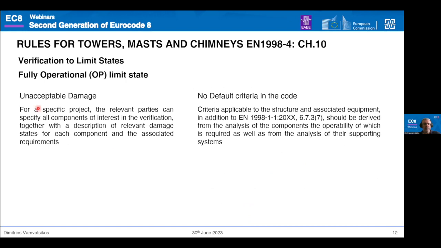Now, in general, fully operational is something we cannot tackle easily because it depends on the specific requirements of the project. So there's a nod to that by saying that you should account for this and make sure that you take care of it when needed, but no default criteria is available.